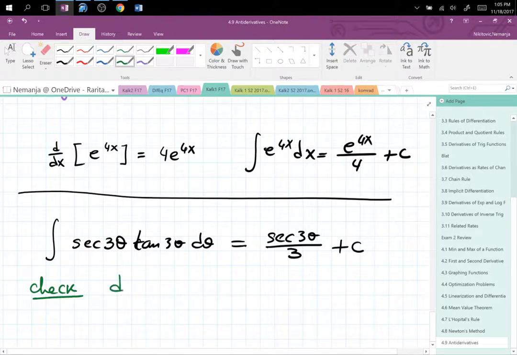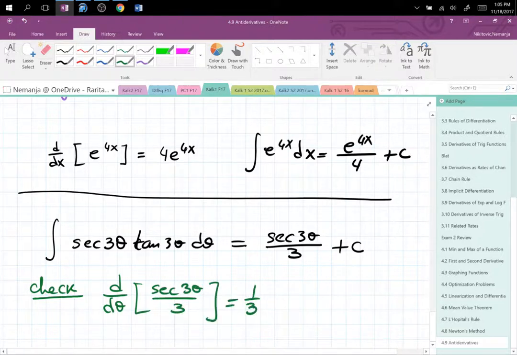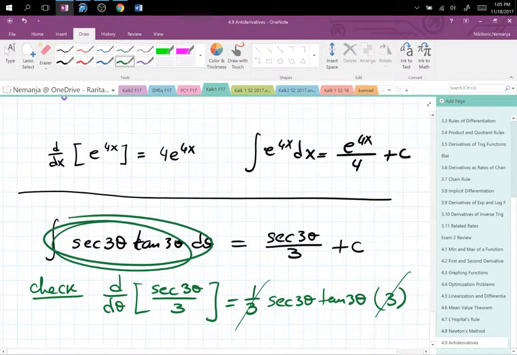The derivative with respect to theta of secant 3 theta divided by 3. We know we have to copy 1/3, that's the constant. And what's the derivative of secant 3 theta? It's secant 3 theta tangent 3 theta times 3, the chain rule. There they are, they cancel, and you got exactly what you were supposed to get: secant 3 theta, tangent 3 theta.